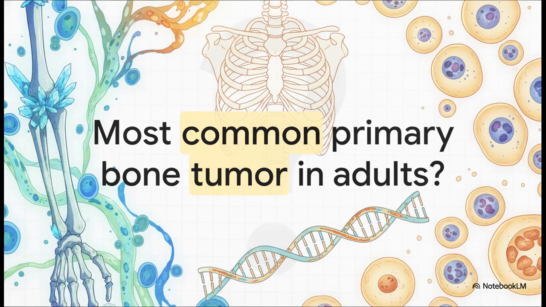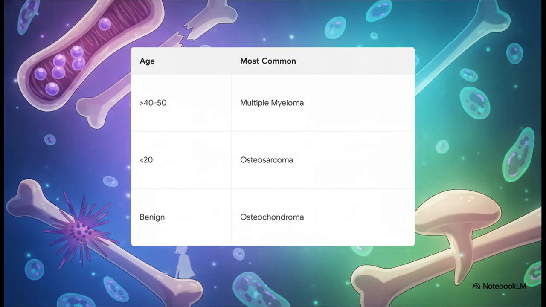Okay, let's keep that momentum going. Which of the following is the most common primary tumor of bone in adults? A, osteoblastoma, B, osteosarcoma, C, multiple myeloma, D, osteochondroma, or E, Ewing sarcoma? The correct answer is C, multiple myeloma.